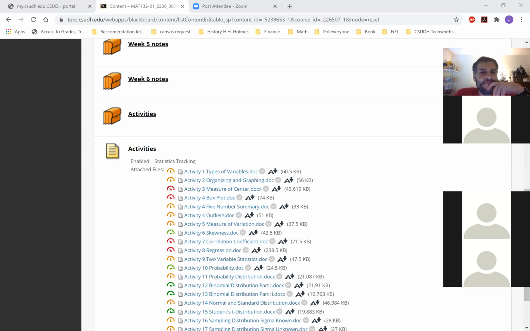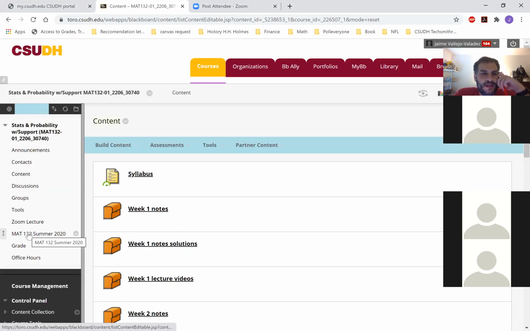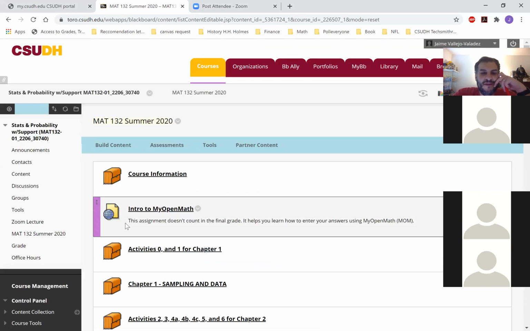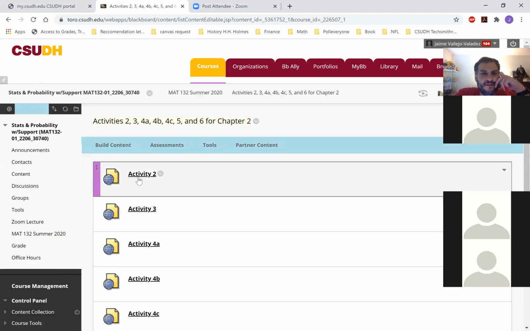And how did you say we turn those in if they're on the document? Well, the way that you turn it in, whether it's on the document or you just take pictures of your work, should be the same. For activity 2, you just go right here where it says activity 2.3. You click on activity number 2.